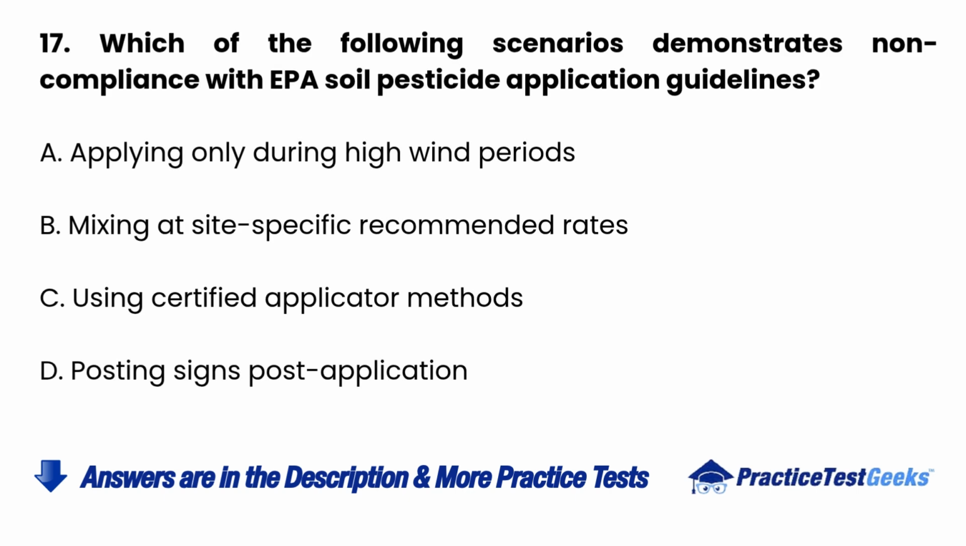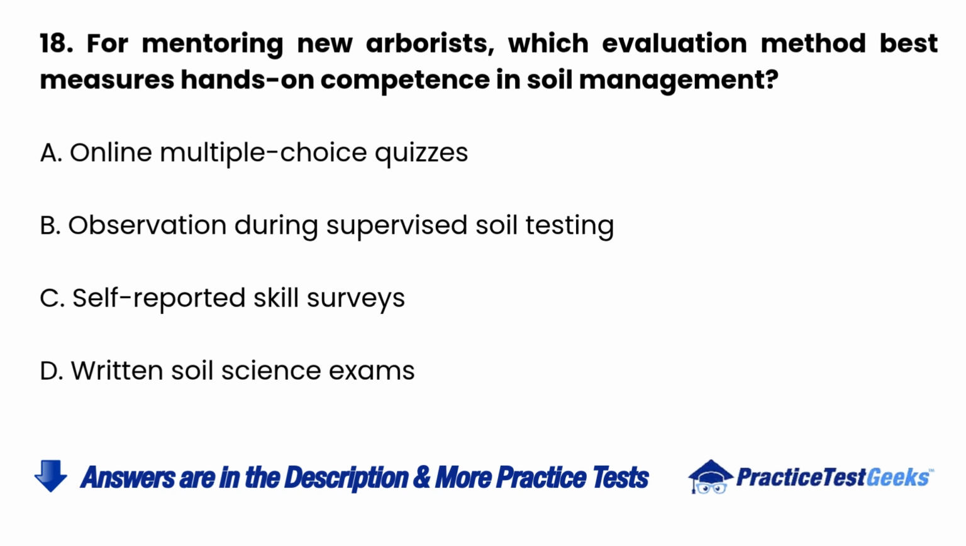17. Which of the following scenarios demonstrates non-compliance with EPA soil pesticide application guidelines? A. Applying only during high wind periods. B. Mixing at site-specific recommended rates. C. Using certified applicator methods. D. Posting signs post-application.